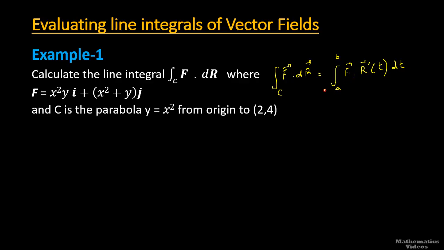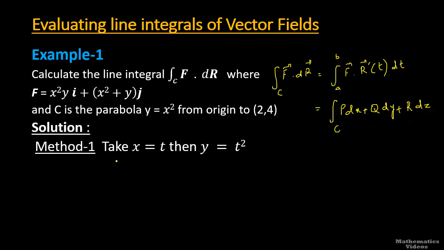Okay, and in the second method we will use the second definition that we have learned in the theory lecture, and according to that definition, if f has components p, q and r, then this line integral becomes equal to the line integral over the curve C of p dx plus q dy plus r dz, and then we will take any one of the variables x, y or z as parameter. In this example I will take x as the parameter. Okay, so let me start the solution by the first method.